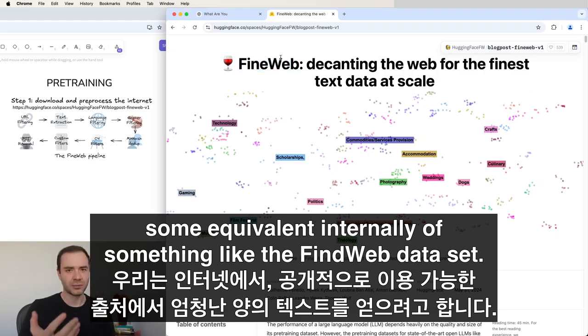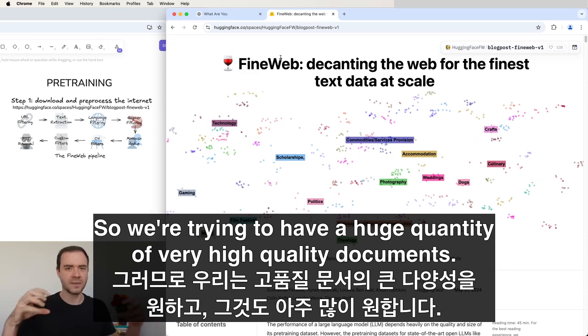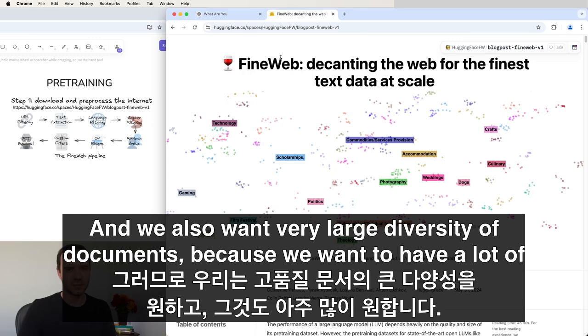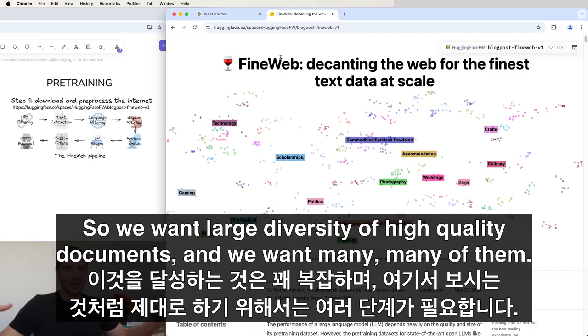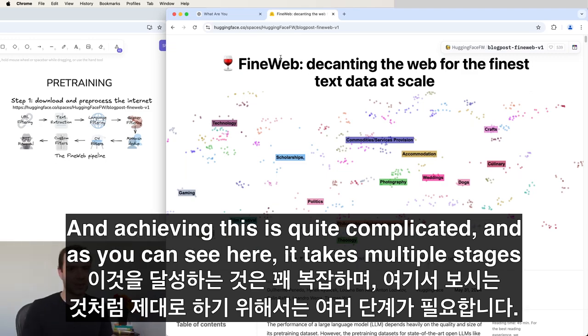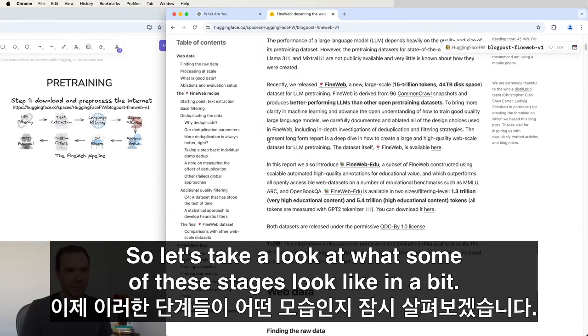So roughly what are we trying to achieve here? We're trying to get a ton of text from the internet, from publicly available sources. So we're trying to have a huge quantity of very high quality documents. And we also want a very large diversity of documents because we want to have a lot of knowledge inside these models. So we want large diversity of high quality documents, and we want many, many of them. Achieving this is quite complicated, and as you can see here, it takes multiple stages to do well. Let's take a look at what some of these stages look like in a bit.